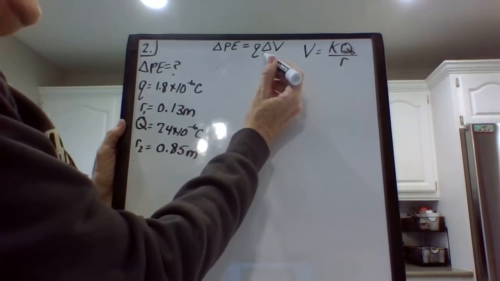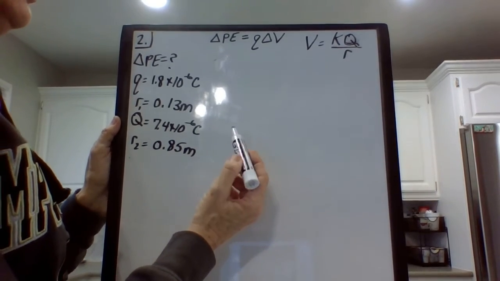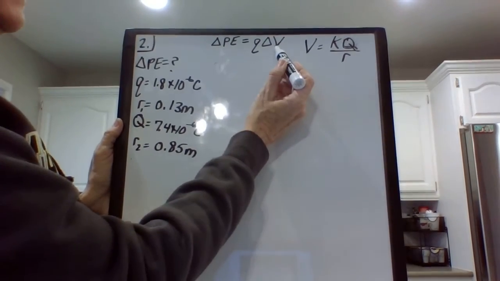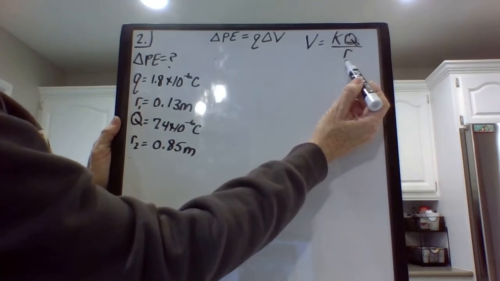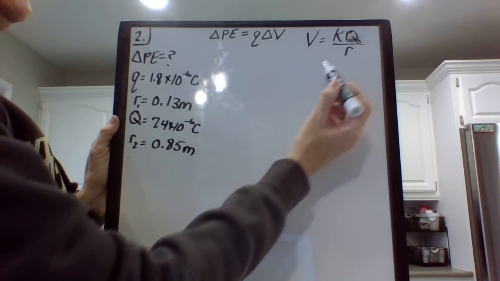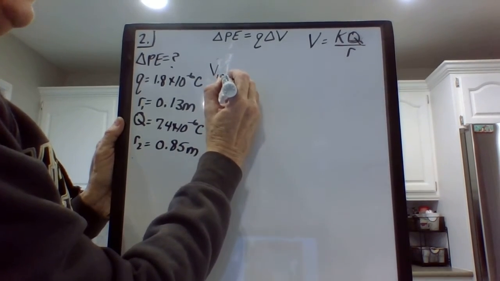Okay, so what we need to do is find the change in electric potential, which is V, as it goes from this radius to that one. This is the equation for that: V equals KQ divided by R. So I'm just going to write these down.